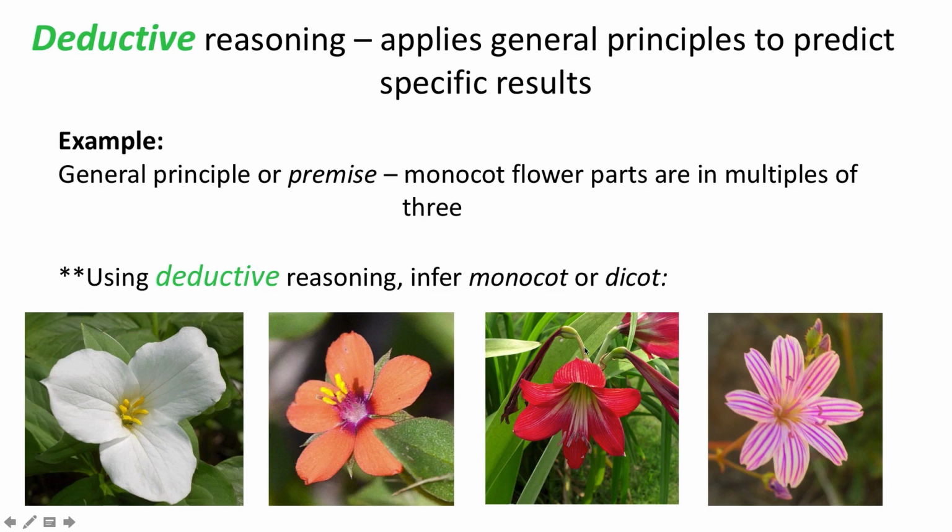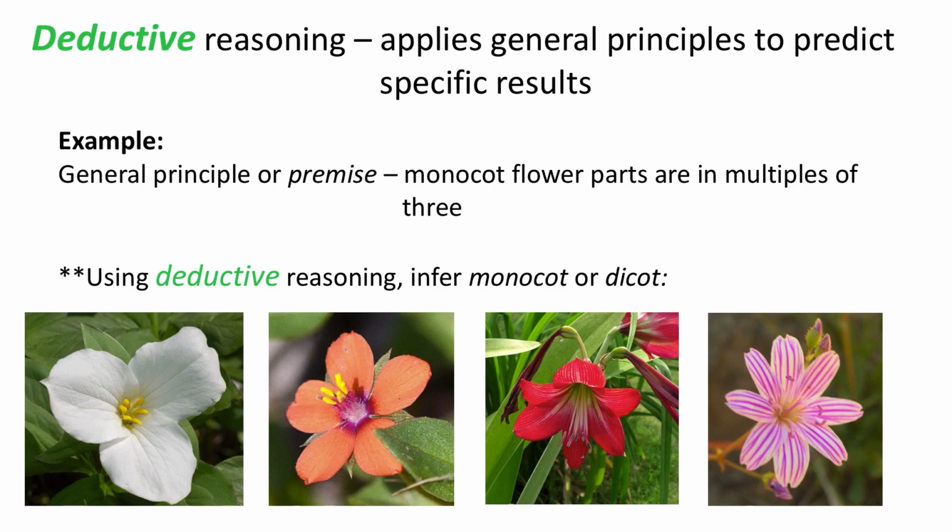The third flower is 1, 2, 3, 4, 5, 6 flower parts, so it is therefore a monocot. It's a multiple of 3. The last flower, 1, 2, 3, 4, 5, 6, 7, 8, is therefore not a monocot, but is a dicot.